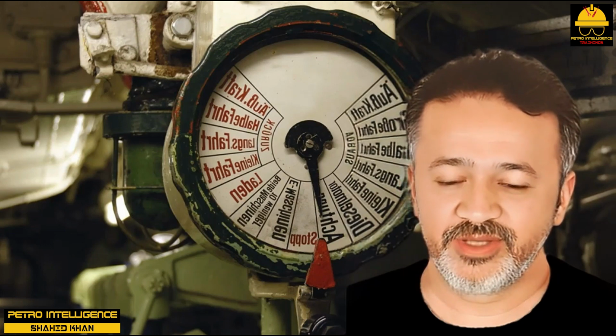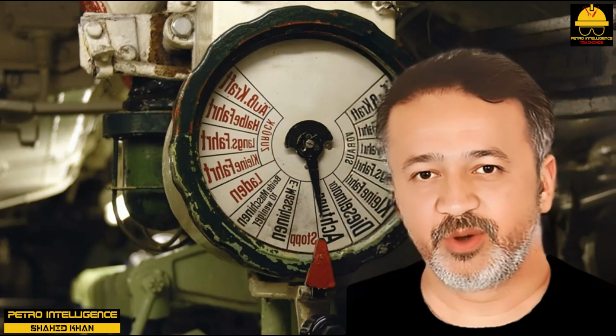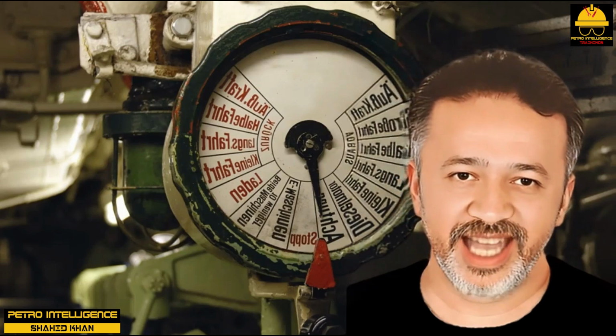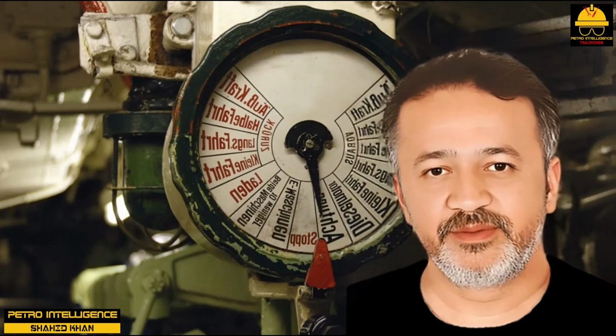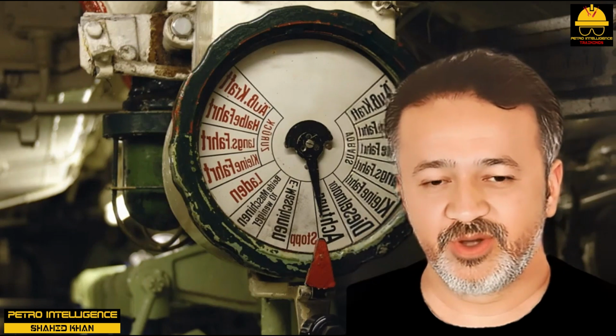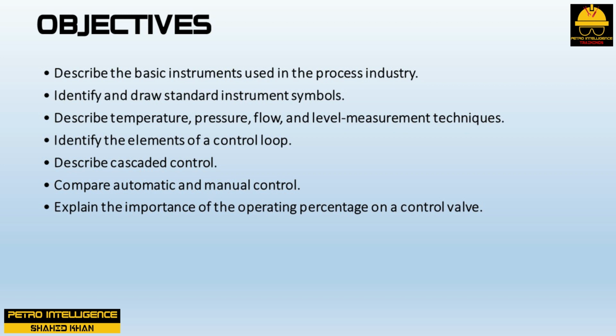I have prepared a training course on instruments in refineries and chemical plants which will be beneficial for those who are working in oil and gas refineries and chemical plants. After completing this course, you will be able to describe the basic instruments used in the process industry, identify and draw standard instrument symbols, describe temperature, pressure, flow, and level measurement techniques, identify the elements of a control loop, describe cascaded control, compare automatic and manual control, explain the importance of the operating percentage on a control valve.